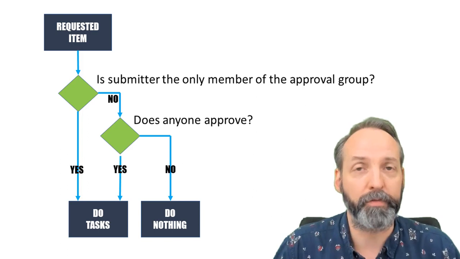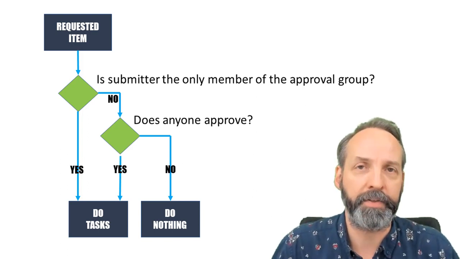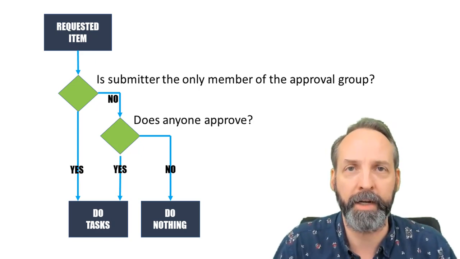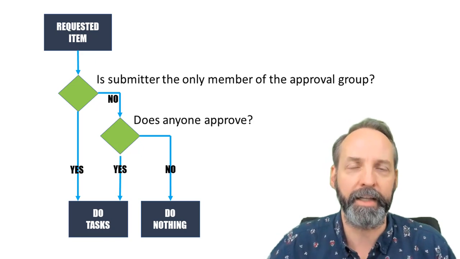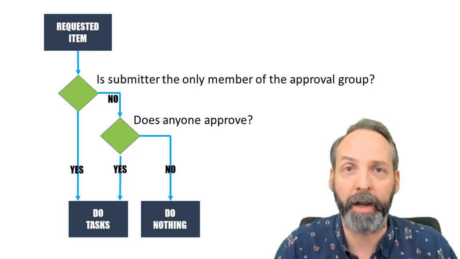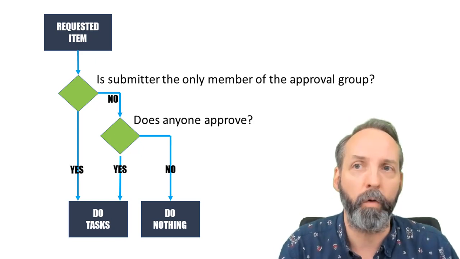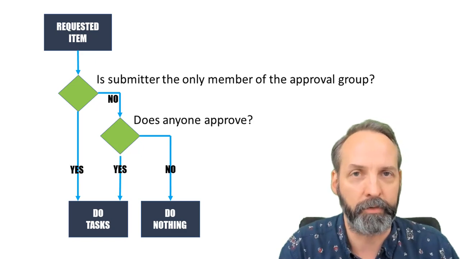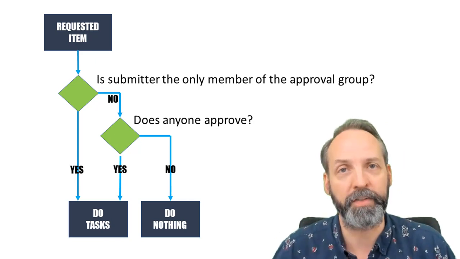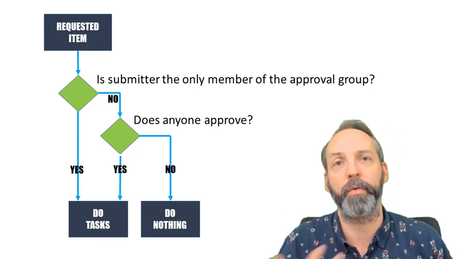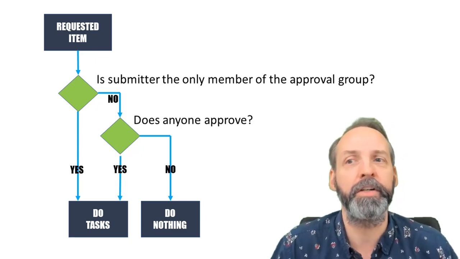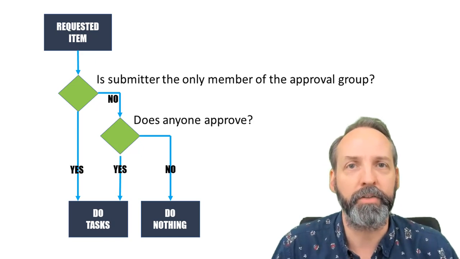So I borrowed this example from the community where they said, I have a request item and I have an approval group for the request item. And if the person who's submitting it is the only person in that approval group, we want to skip the approval, go right to doing the tasks. Otherwise, if there's more than just the submitter in the group, or if there are people in the group that are not the submitter at all, we want to generate an approval, and if the approval succeeds, only then will we move on to the tasks. Otherwise, we do nothing. So maybe this isn't an approval that you would use at your organization, but it's complex enough we could use it as an example to build a subflow out of.